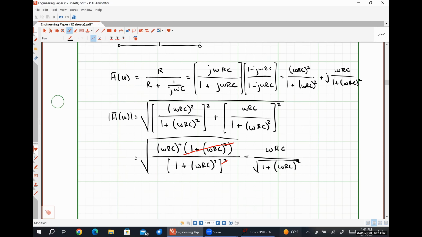So let's verify that this works as a high pass filter. What does our magnitude response look like when our frequency is very low? To me, it looks like 0 over 1, which is 0. What does it look like when our frequency is very, very high? Infinity over the square root of infinity squared, or 1. So low frequencies get stopped or attenuated, high frequencies get passed. Our presumption that this is a high pass filter is obviously correct.